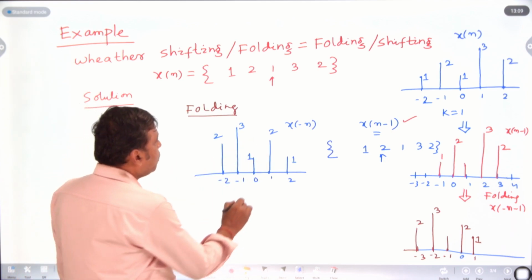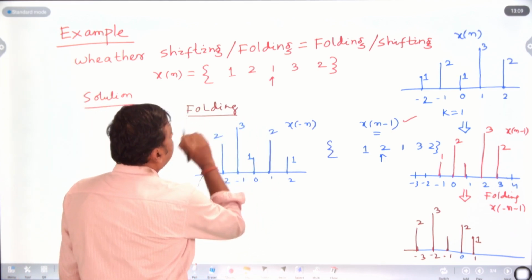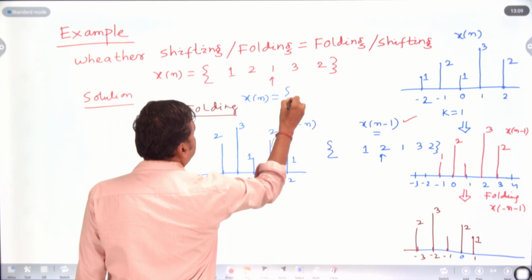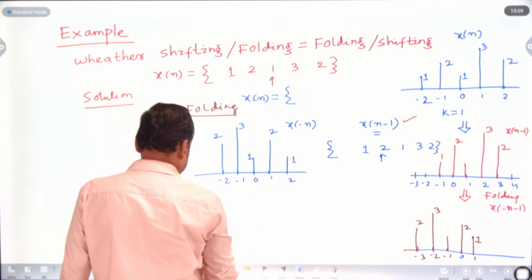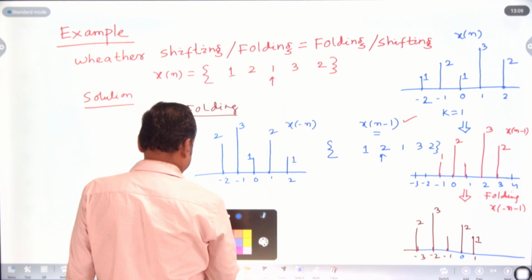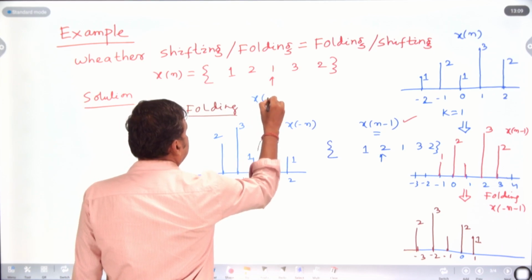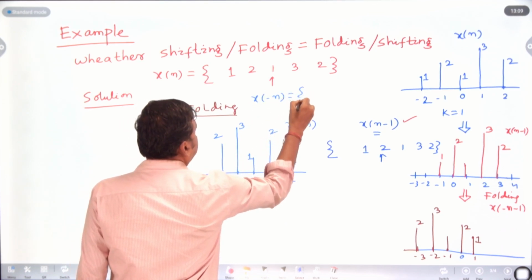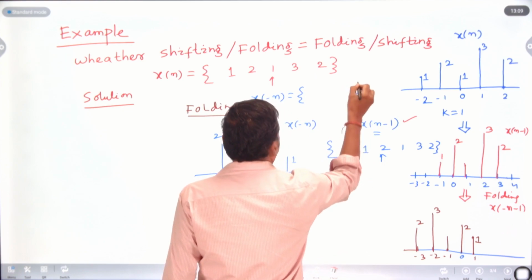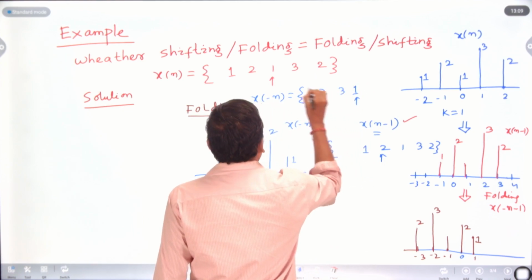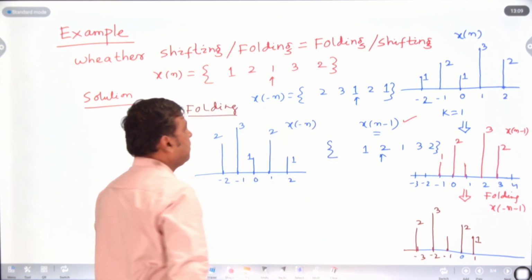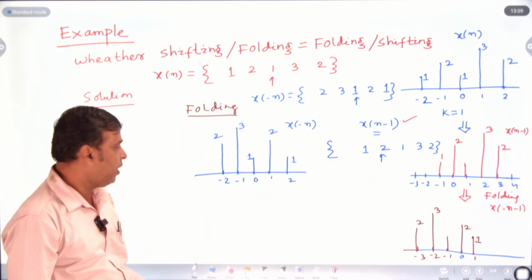Then what will we do with x of minus n? In sequence representation, x of minus n is nothing but what? In sequence representation, x of minus n equals, whatever n equal to 0, as it is, like this. So this is your 3, this is your 2, and similarly this is 2 and this is 1. This is your x of minus n. It is nothing but folding.